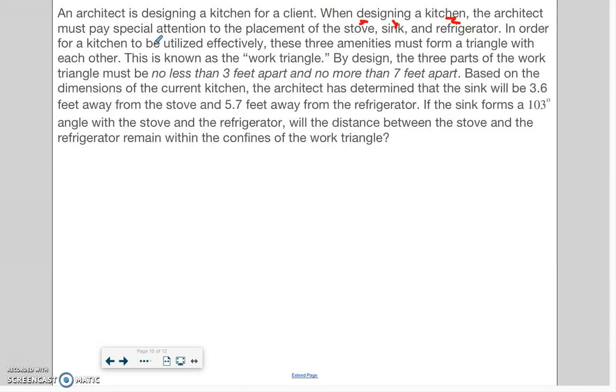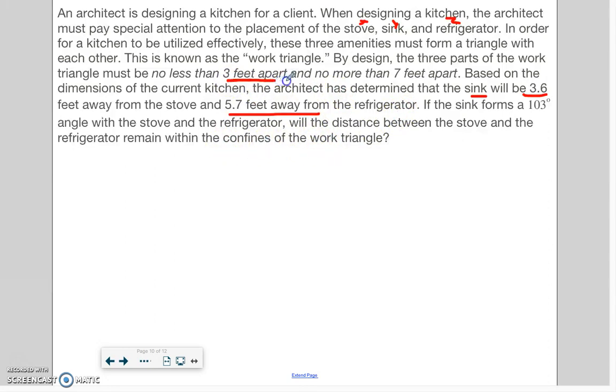Based on the dimension of the current kitchen, the architect has determined that the sink will be 3.6 feet away from the stove, 5.7 feet away from the fridge. So we're going to underline that. We're going to underline this and say the sink will be this far away from the stove, this far away from the refrigerator. If the sink forms a 103-degree angle with the stove and the refrigerator, will the distance between the stove and the refrigerator remain within the confinements of the working triangle?